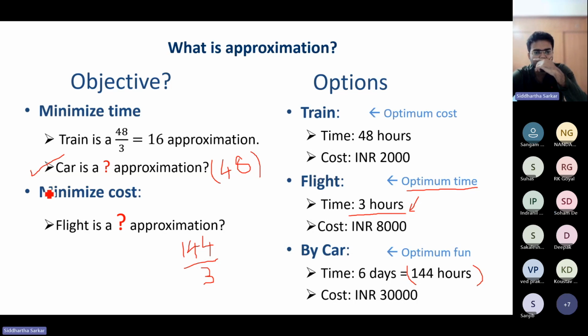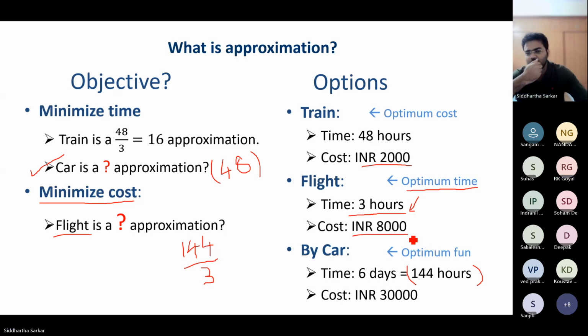So now somebody can tell me, let us say my objective is to minimize cost and I still take the flight, which is an expensive option. Then what approximation do I achieve? Four. Why is that? Because the optimal one is taking 2,000 rupees and the flight costs 8,000. So approximated by say 4 folds.